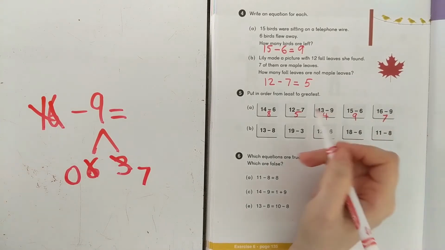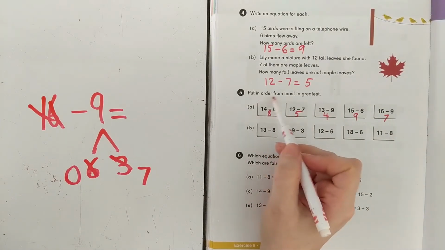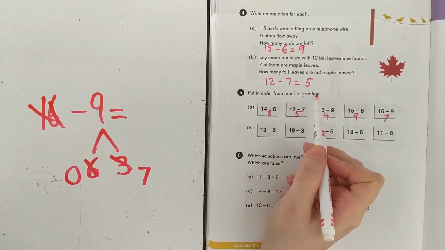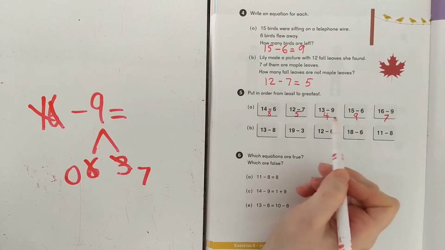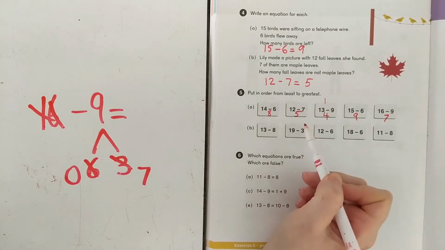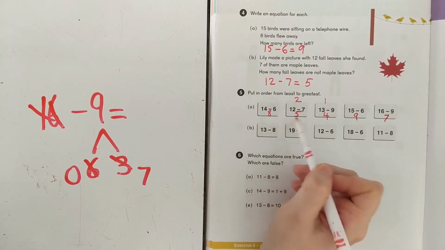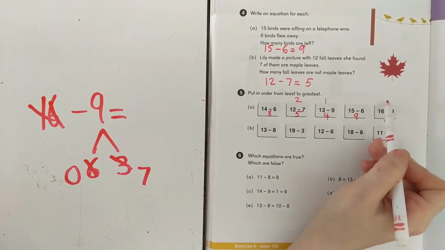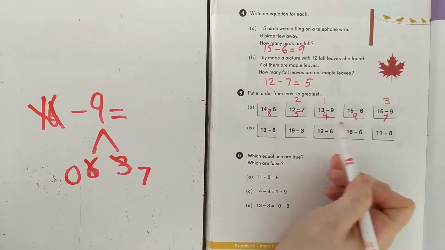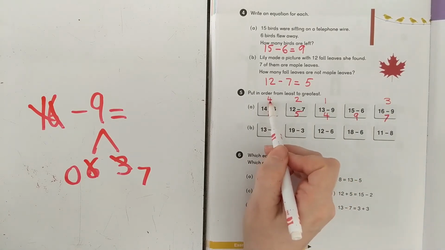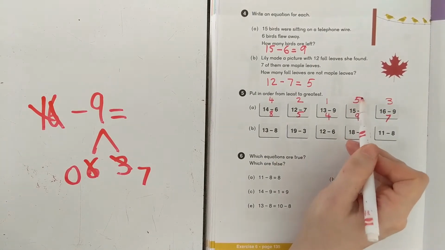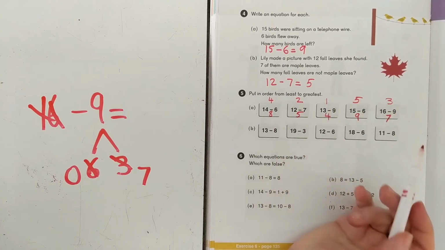Okay, now that I wrote all of my answers, I can put them in order from least to greatest. Least, the smallest number here is this one. So I'm going to put 1 there. After 4, there's a 5. 6, there's no 6. Oh, there's a 7. That must be the third one. After 7, there's an 8. And then there's a 9. So I put them in order from least to greatest.